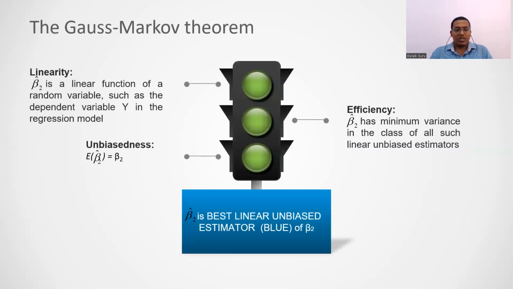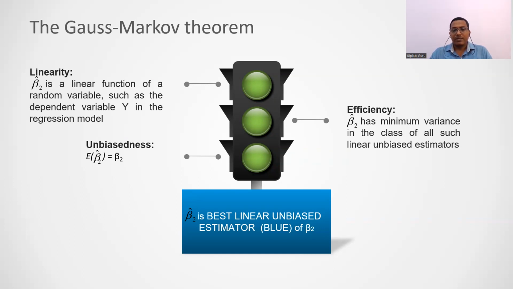So the Gauss-Markov theorem states three properties especially. First is linearity, that is, beta 2 hat is a linear function of a random variable, such as the dependent variable y in the regression model. Then the second characteristic is unbiasedness, that is, the expected value of the estimated beta 2 hat is equal to the population parameter, that is beta 2. That is, the sample is an appropriate or exact replica of the population.